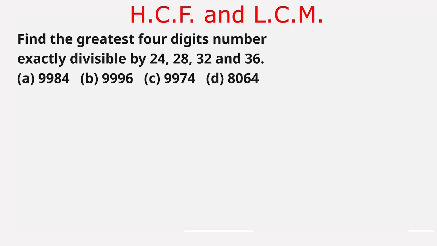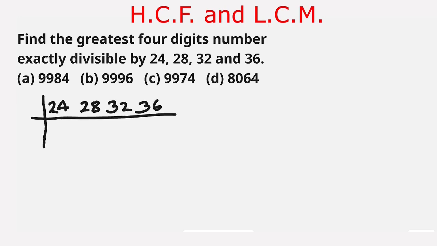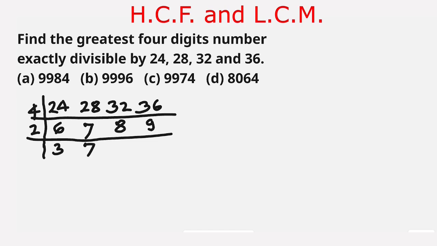Now we solve it by regular method. We find the LCM by common division method. We write all these numbers 24, 28, 32, 36. All these numbers are divisible by 4. So we divide it by 4. 4 divides 24 for 6 times, 28 for 7 times, 32 for 8 times, and 36 for 9 times. Now two numbers are divisible by 2. So we divide it by 2. 2 divides 6 for 3 times. We write 7 as it is. 2 divides 8 for 4 times. We write 9 as it is.